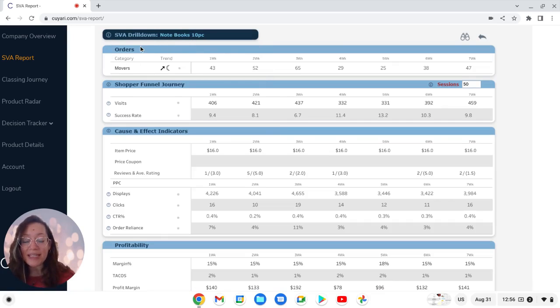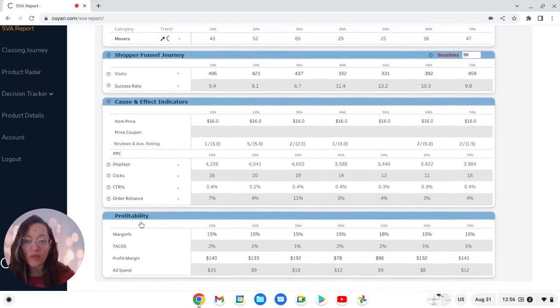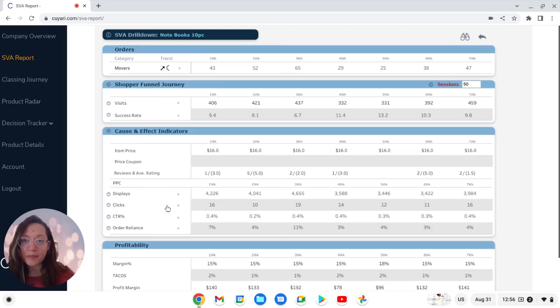This will take me to the SVA drill down on this particular item. Here, the information is categorized according to orders, the shopper funnel journey, which include visits and the success rate, cause and effect indicators, such as price and PPC, as well as the profitability of the item. Here, under orders, I can see that this item is categorized as a mover. That means this item is moving off the shelves of the Amazon warehouse at an average of more than 10 orders per week.